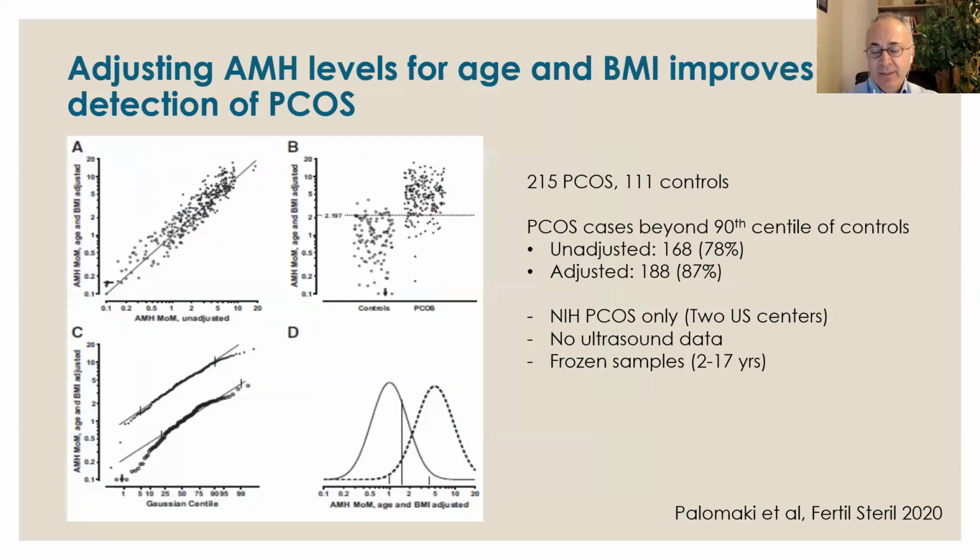And in fact, if we look at another recent study, we see that when we make the adjustment for age and BMI, when we measure AMH, it improves the detection rates of PCOS. But still, if you look at this figure, you see there's still significant overlap between women with PCOS and healthy women.